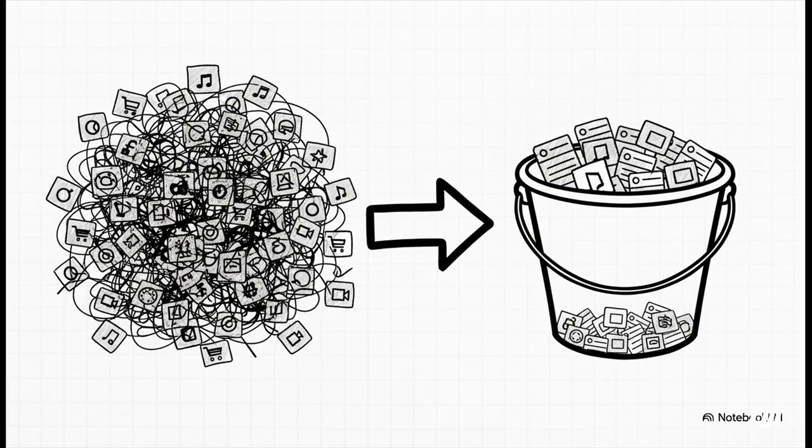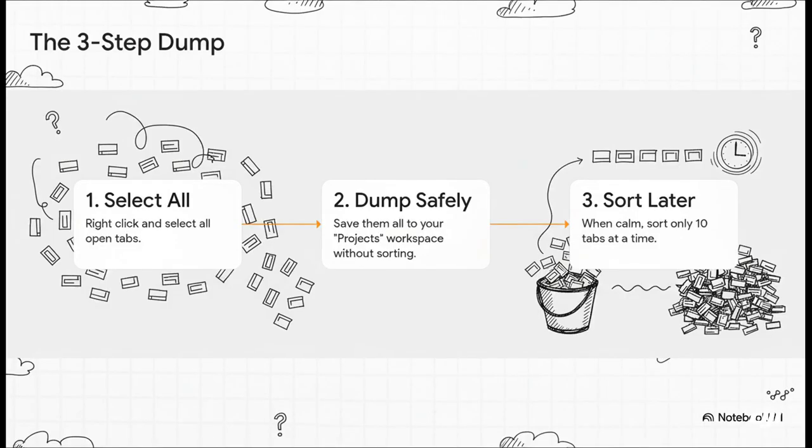Don't even try to organize when you're stressed. The only goal is to get clear. It's a super simple 3-step process. 1, select all your tabs. 2, just dump them. Save them all into a big bucket like projects without a single second thought. And 3, later, when you're feeling calm, just tackle sorting maybe 10 of them. Not all of them, just 10.